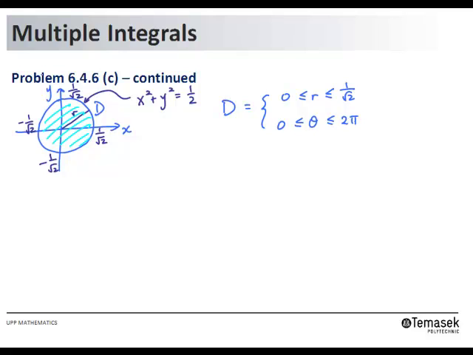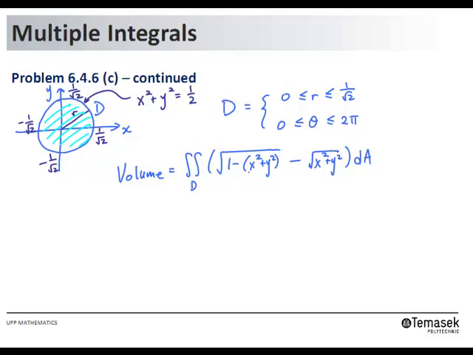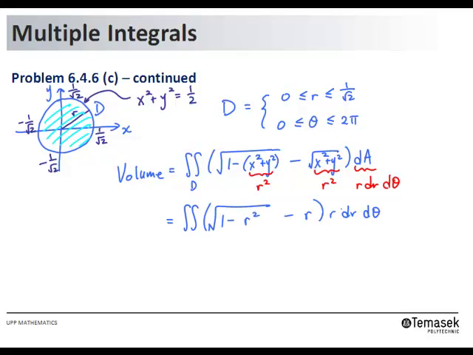Let's get the volume formula from the previous slide. x squared plus y squared is r squared. And dA can be replaced by r dr d theta. So we can rewrite this integral in terms of r and theta, where r goes from 0 to 1 over square root 2, and theta goes from 0 to 2 pi.